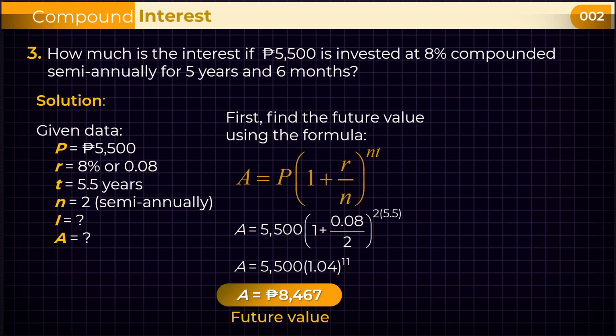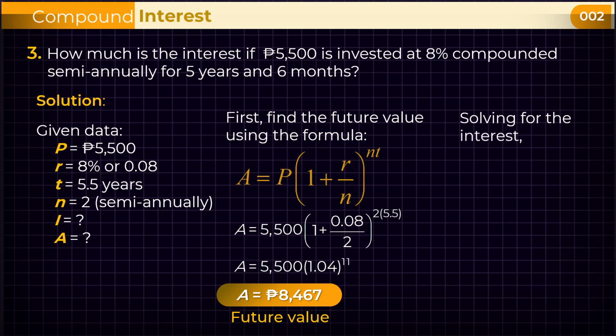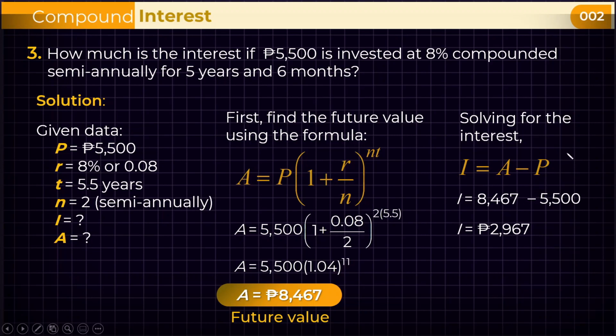And then from this future value, we now subtract our present value 5,500 to get the interest. And so now we look for our interest. We use the formula I is equal to A minus P, where A is already obtained as 8,467. Then we subtract the given present value, which is 5,500, and we obtain the interest that is equal to 2,967. So that's how we find the interest in this given problem.